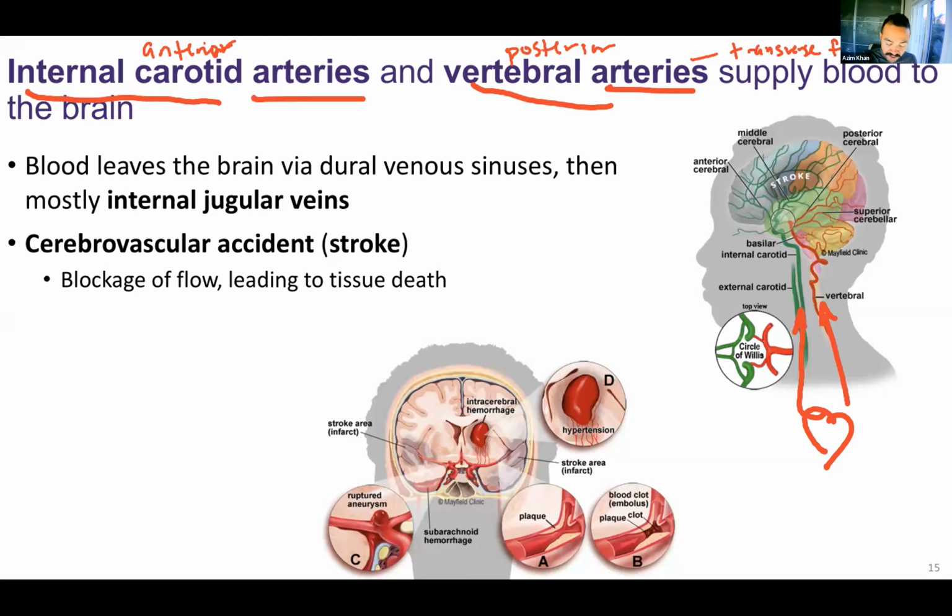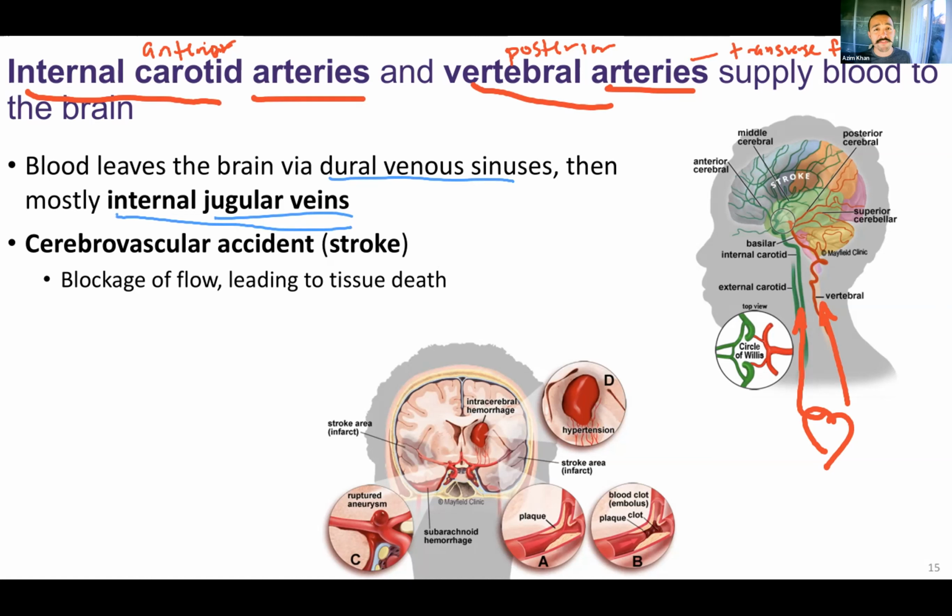From those dural venous sinuses, now we're getting blood away from the brain. There are several of them. There's one here in the middle, there's several on the side. They drain to the internal jugular veins. Jugular veins are what drain blood away from the body, or sorry, away from the brain. They're in the anterior cervical region.